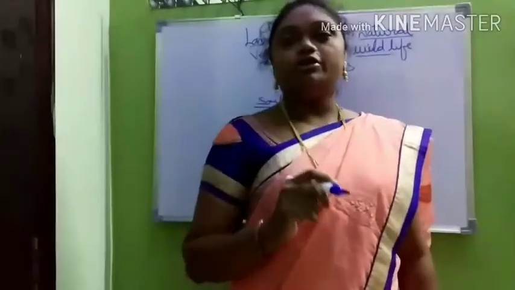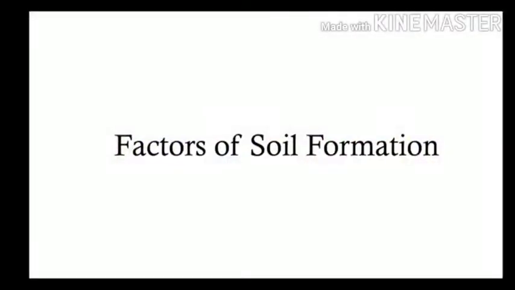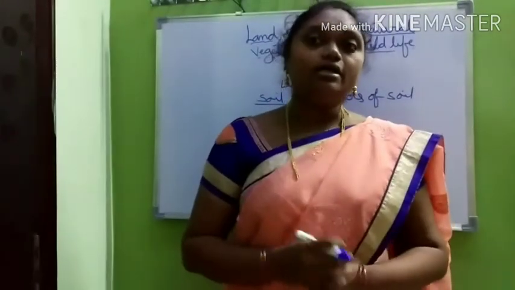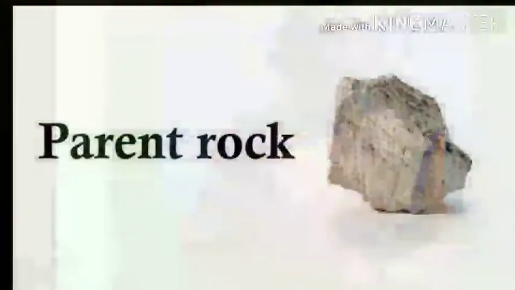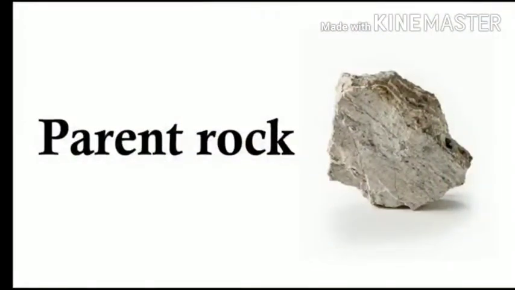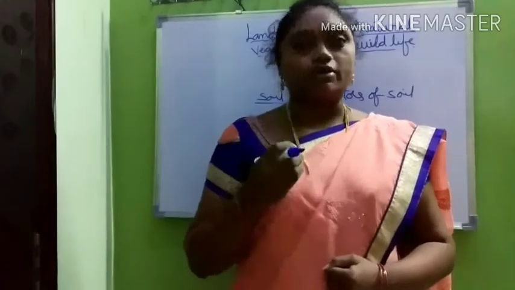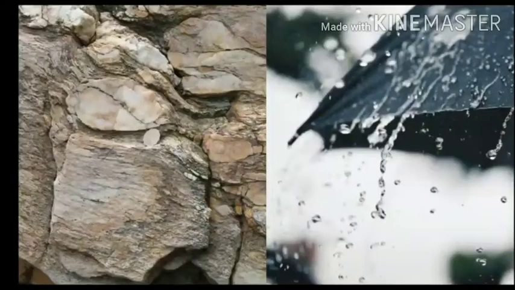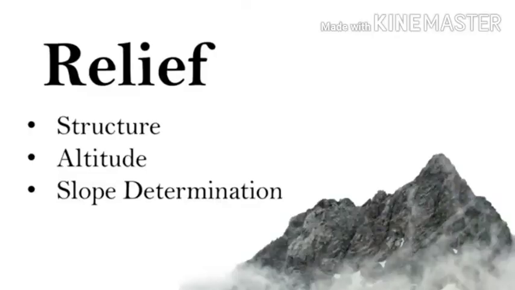Next we have to learn about the factors of soil formation. What are the factors of soil formation? The main factors of soil formation are the nature of the parent rock and the climate, but other factors also affect soil formation. These are topography, the role of organic material and time, which are the components of soil formation. All these differ from place to place.